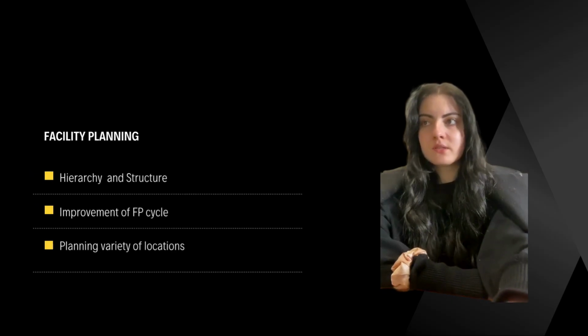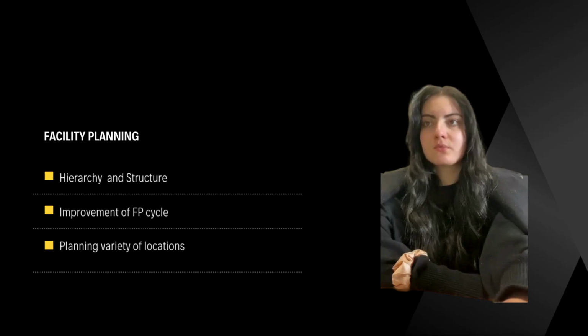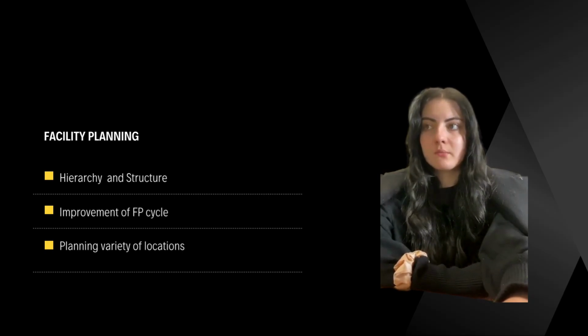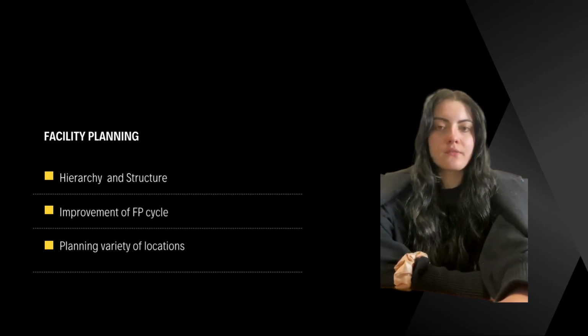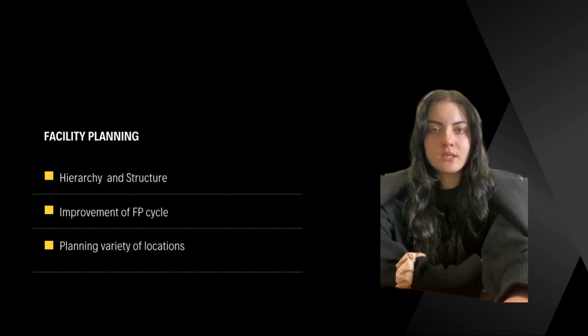Here, the main focus is on three parts of facility planning. The first one is the improvement of the facilities planning cycle. This means planning is not something fixed forever. It should be reviewed and improved over time. The second part is planning the variety of locations. Different types of organizations need different types of facilities. A hospital, an office, a factory, and an emergency room all have different priorities.